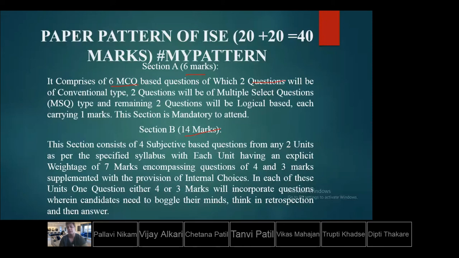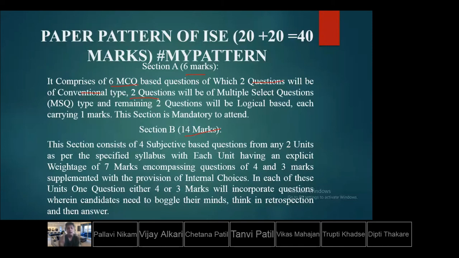So two questions will be of conventional type, and two questions will be multiple select questions. You have heard, I think everybody has filled the application form for GATE 2021. GATE from this year has started this type of pattern, that is, the multiple select questions, MSQ.